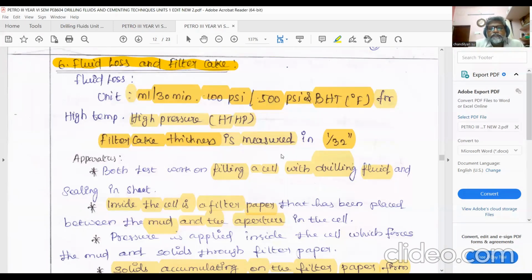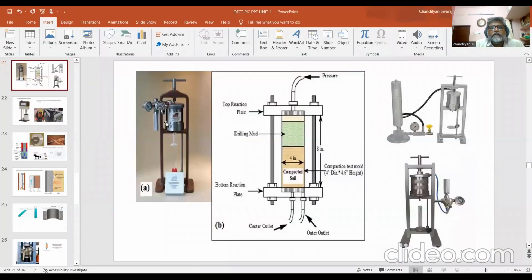Filter cake thickness is measured in 1/32 inches. So what we are talking about is the fluid loss and the filter cake, which is determined in the API filtration loss experiment. It can be performed at HTHP well conditions also. How does this experiment look? Let me share the screen. This is what the experiment unit looks like.